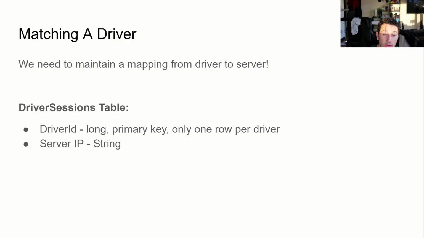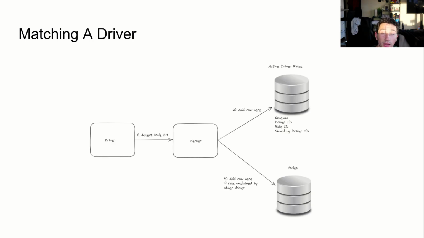We can use another database for this with a table called Driver Sessions. This guy has a schema of driver ID and server IP address, with the driver ID being the primary key. If the driver connection gets broken and reestablished on another server, we'll overwrite the previous session.